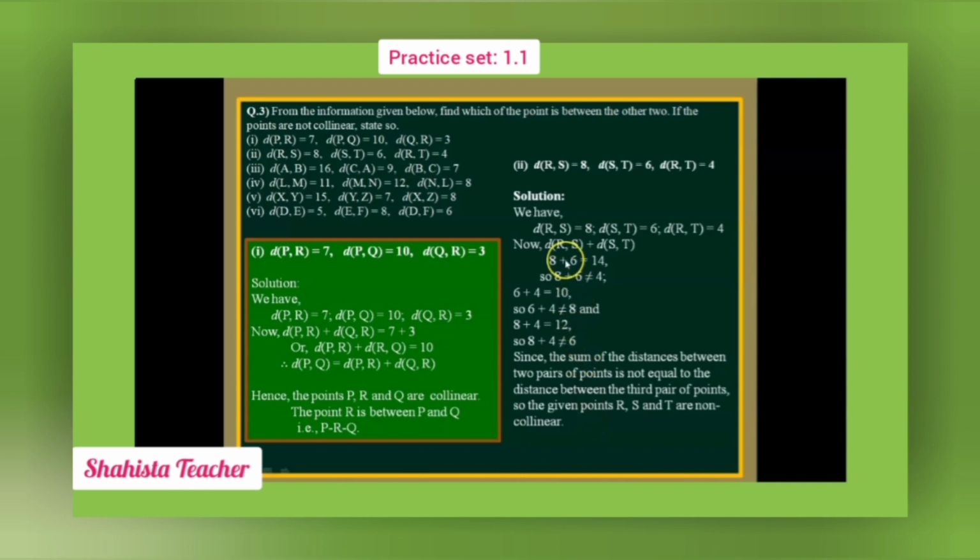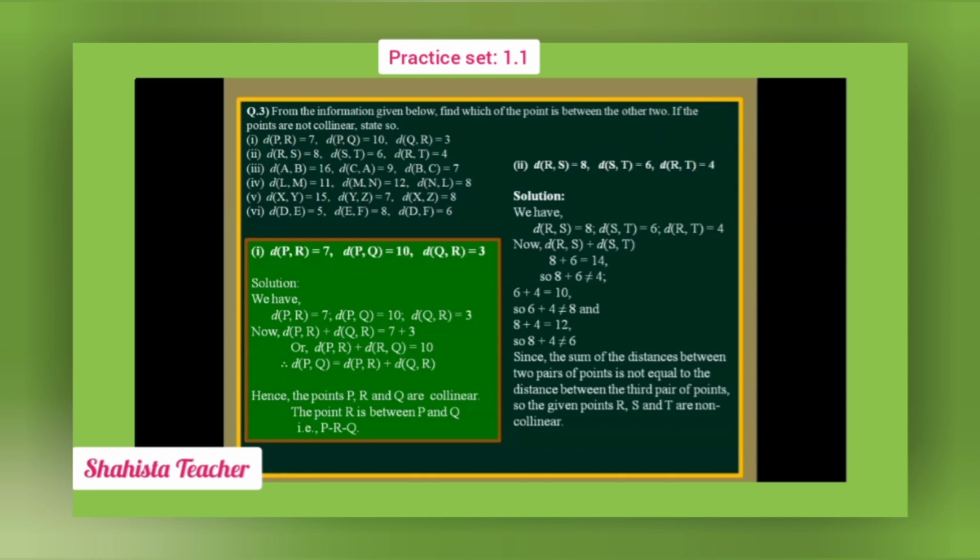8 plus 6 is equal to 14, but 8 plus 6 is not equal to 4. After adding these two numbers, 8 plus 6, we get 14, and this 14 is not equal with this 4. That means it is not collinear. Now we'll see the second condition. Here 6 plus 4 is equal to 10, but this 10 is not equal with this 8. So again not collinear. Now this 8 plus 4 is not equal with 6, because 8 plus 4 is 12 and 12 is not equal with 6.